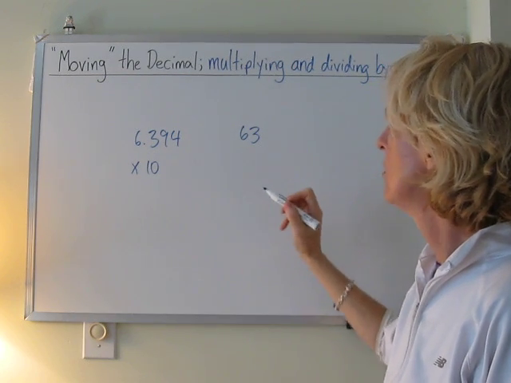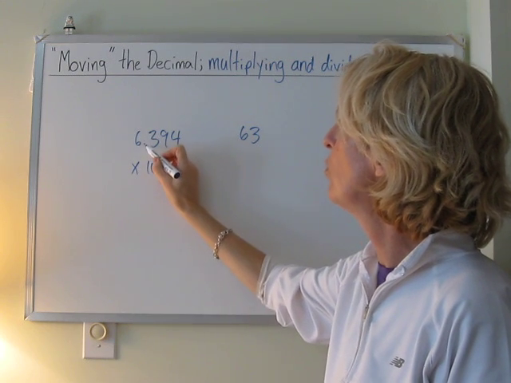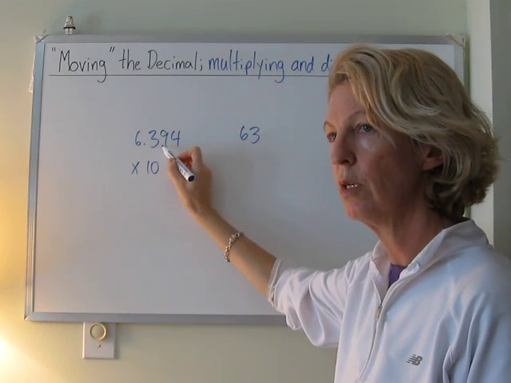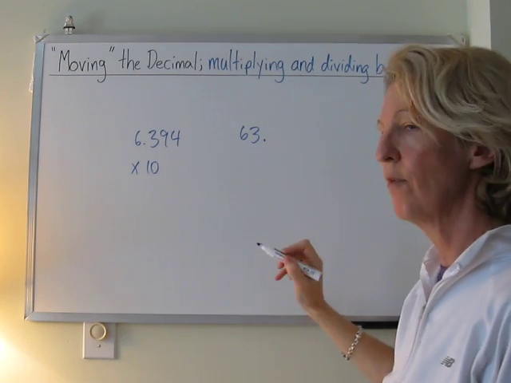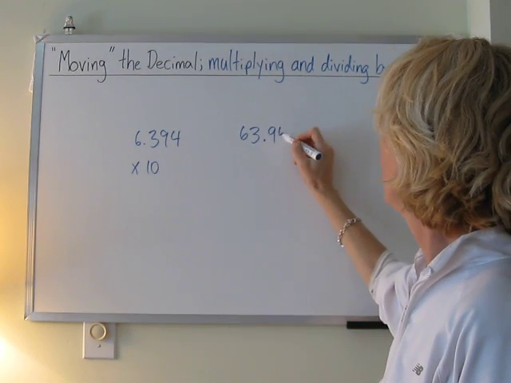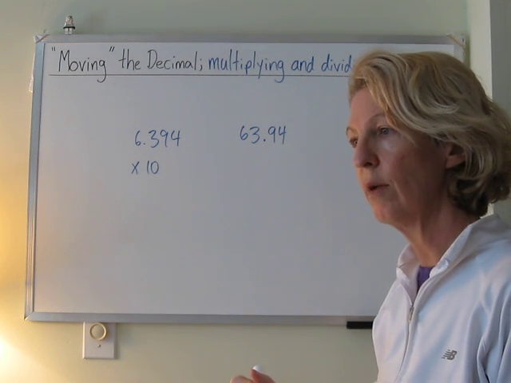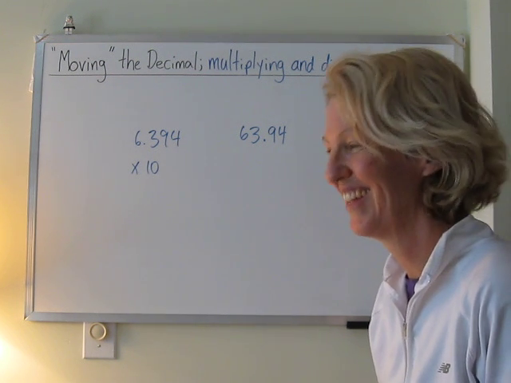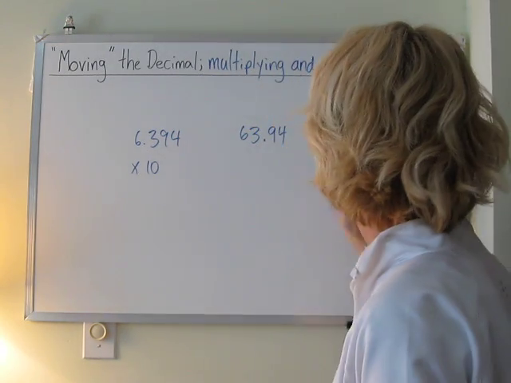63,000. We're only multiplying by 10, honey. So the decimal moves 1 position. Okay? So it'll be 63, and then we'll have our decimal, 94. Okay? Yeah or no? Good. Okay, let's do another one then.